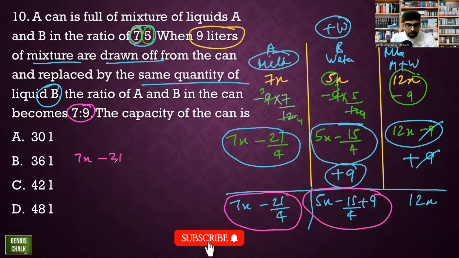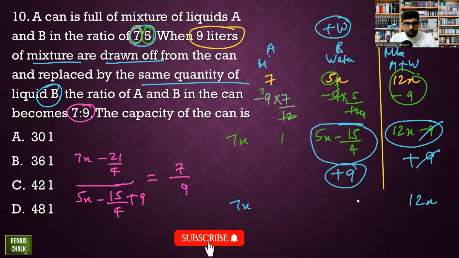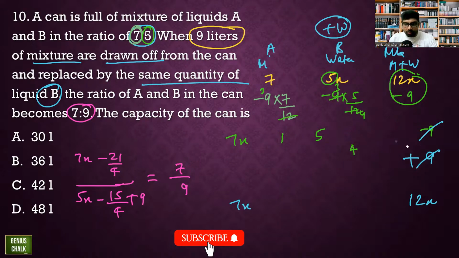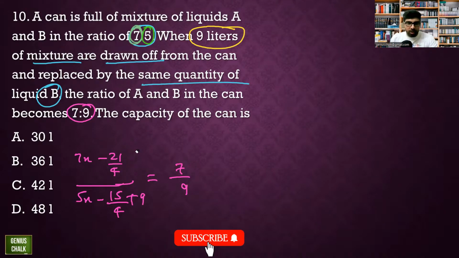7x minus 21 by 4 divided by 5x minus 15 by 4 plus 9, and the ratio is 7 by 9. Now we need to solve for x, and then when we get x, we'll just put the values in the respective solution. So let's cancel. You can see this process is very long. As the method is basic, I already said, but we'll discuss the shorter method also. But let's learn this first.